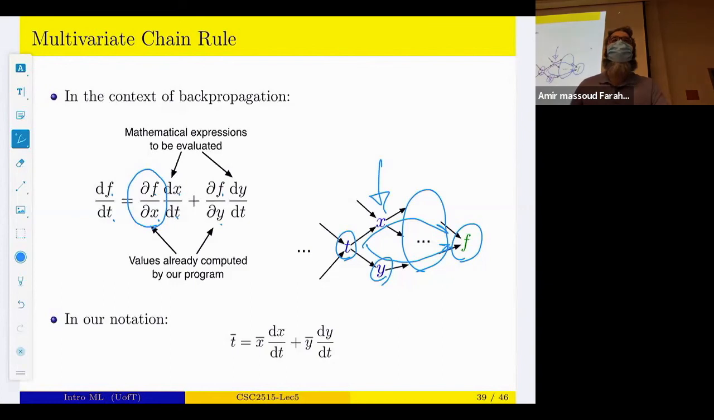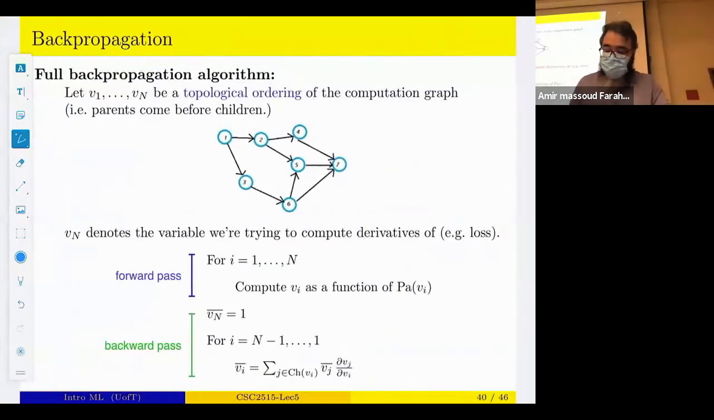And in our notation, when we use bar to denote the derivative of, say, the loss function with respect to that variable, it means that t bar, which would be dL/dt, is x bar times dx/dt plus y bar times dy/dt. So that's what we do. And since x bar and y bar are already computed, we only need to compute dx/dt.